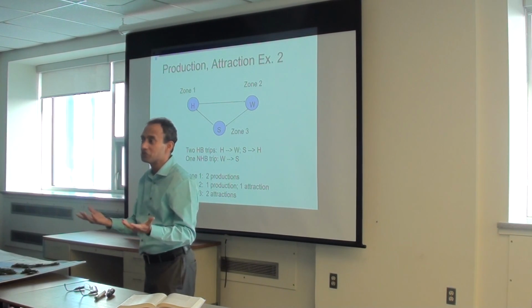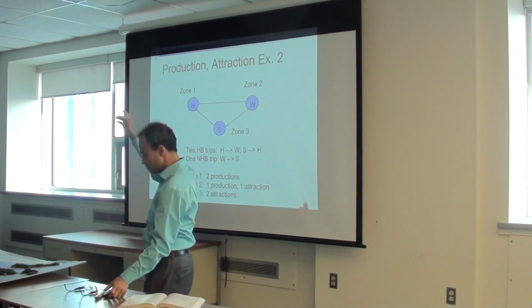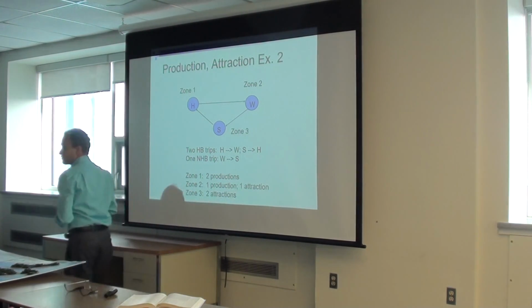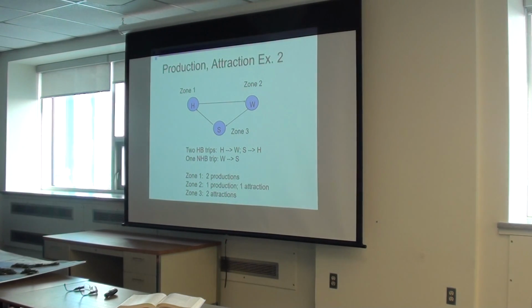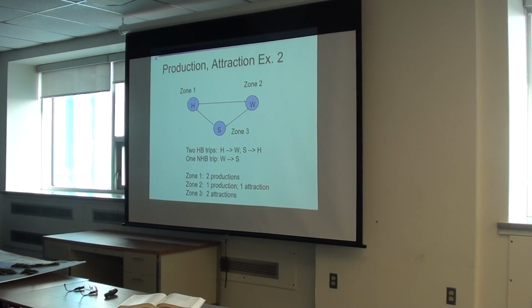So you have a trip rate. How many trips? Number of trips for each zone is a function of, so the number of trips produced by this zone is a function of a rate. So we have a rate, we can do that.